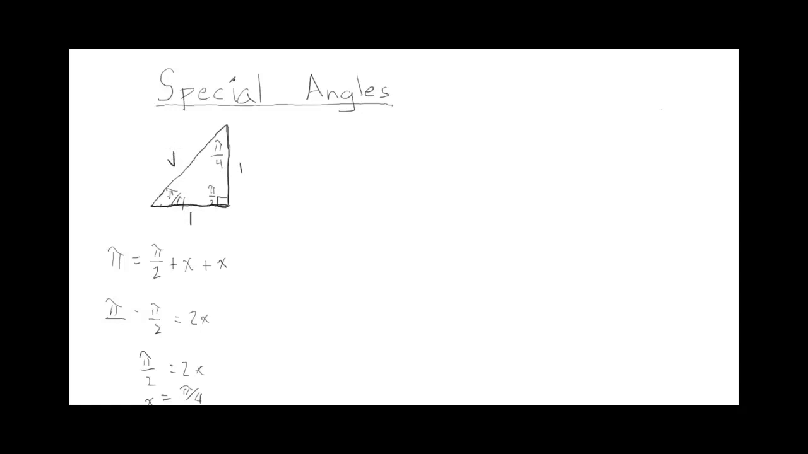But this side would end up being root 2. Just if you did a squared plus b squared equals c squared, you would get that this has to be root 2. So now let's just figure out the trig ratios on these sides. So your cosine ratio for a pi by 4 angle is the adjacent side over the hypotenuse. So the adjacent side is 1 over root 2. Root 2 is the hypotenuse.